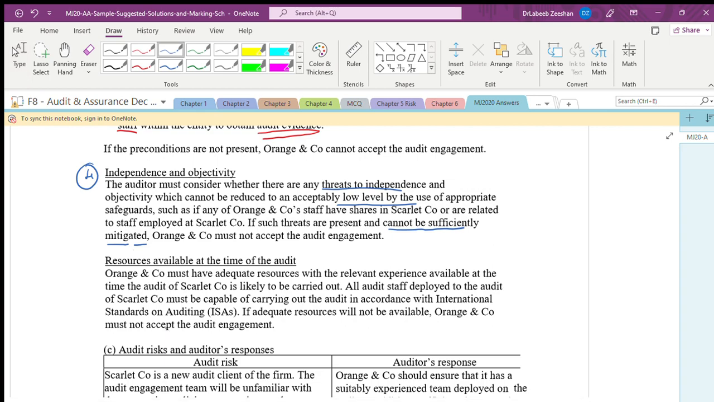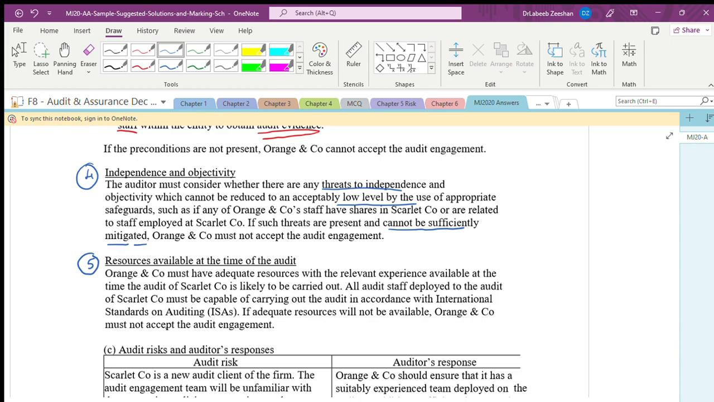One of the preconditions, what they say in point number 3, is that you have to have access. You should have access to the information, and you should have access to the staff also. That's very important. The audit firm must have adequate resources with relevant experience available at the time of the audit. All audit staff deployed by the audit firm must be capable of carrying out the audit in accordance with ISA. Is it?